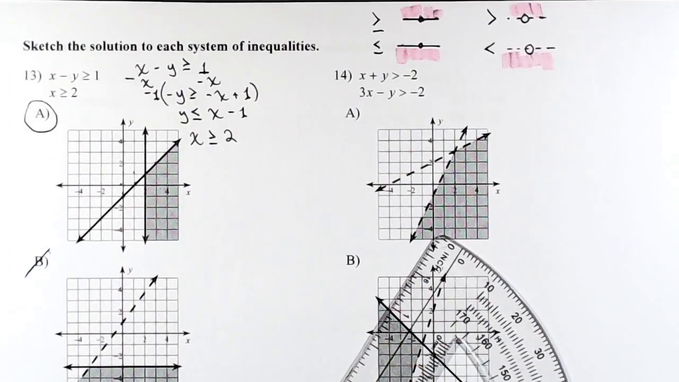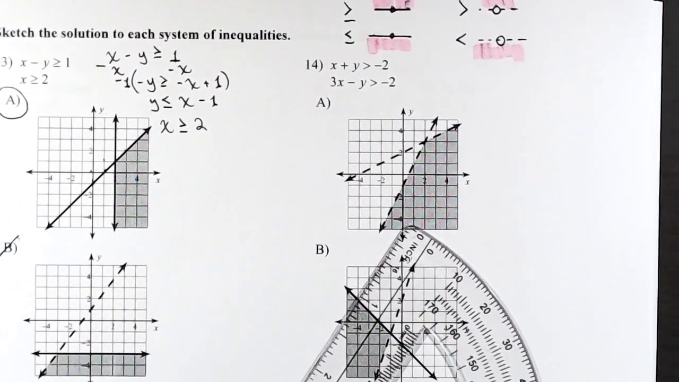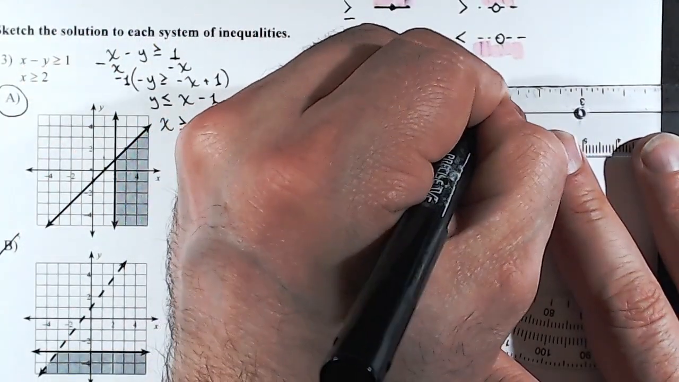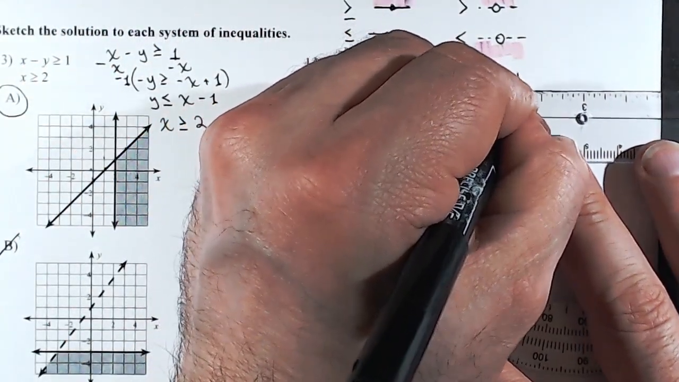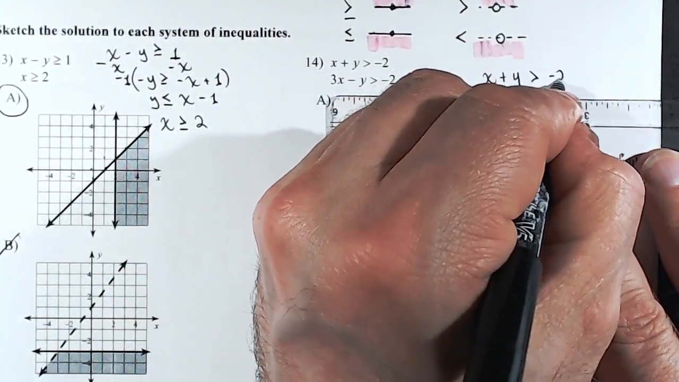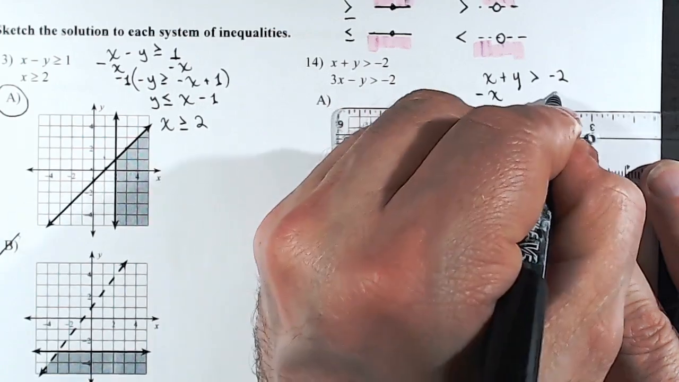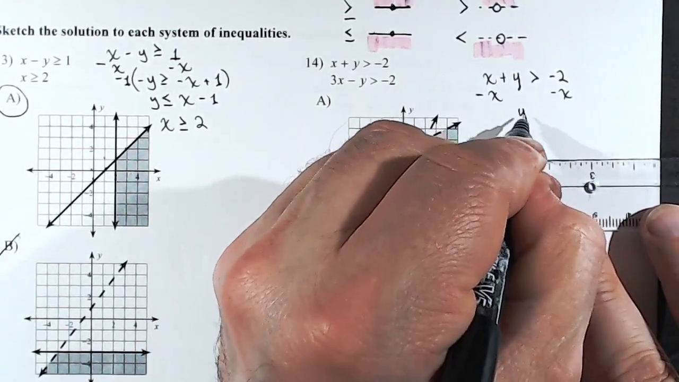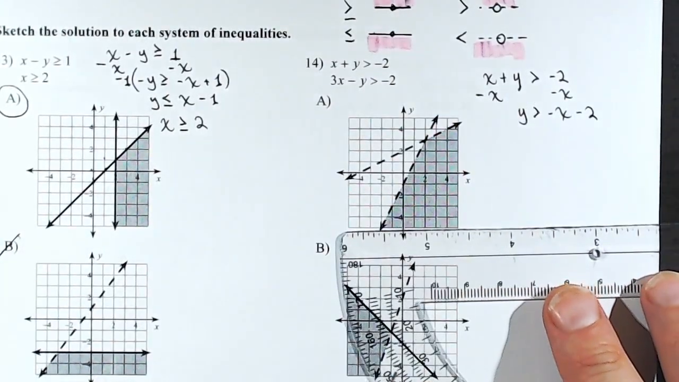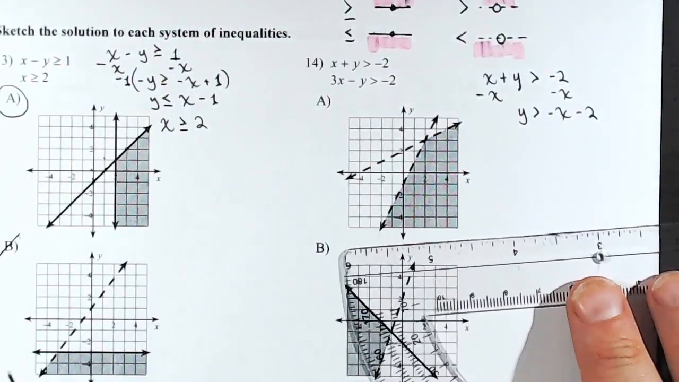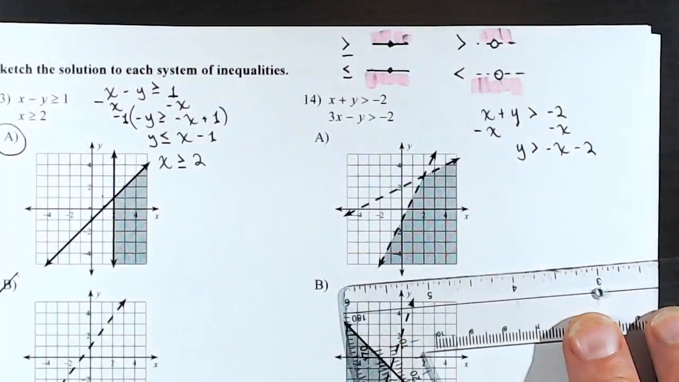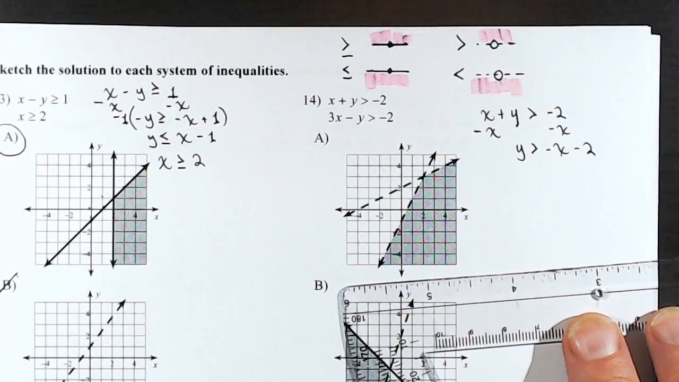Now on number 14, we'll have to solve both of these for y. So let's just take the first one and go ahead and get it done. x plus y greater than -2. Subtract x from both sides. We have y greater than -x minus 2. Okay, so that's going to be greater than is this symbol here. So dotted line, open circle, shaded above.